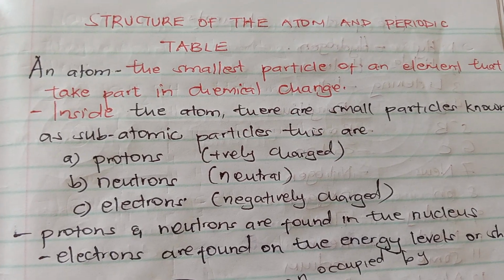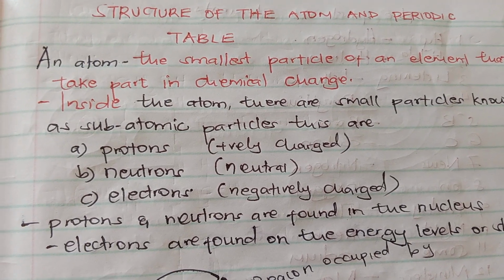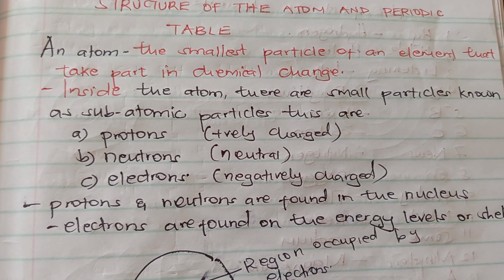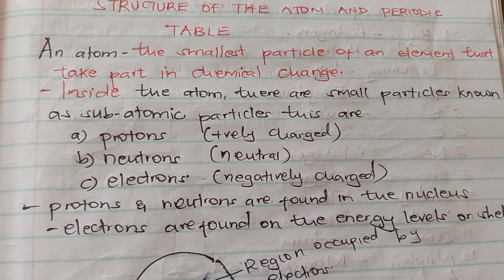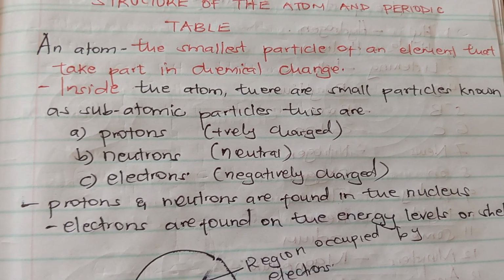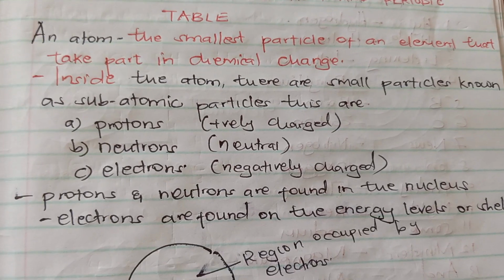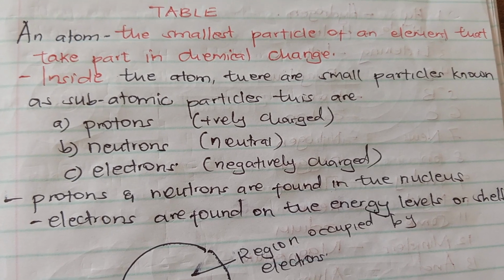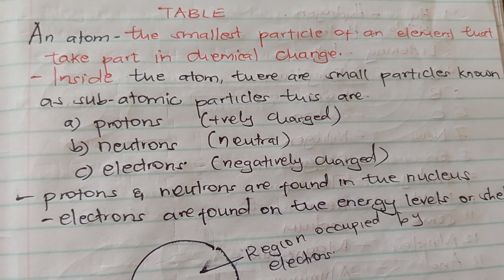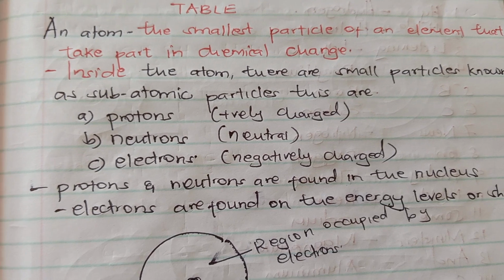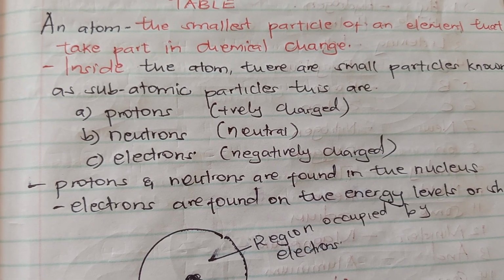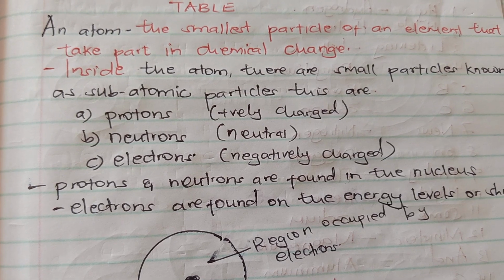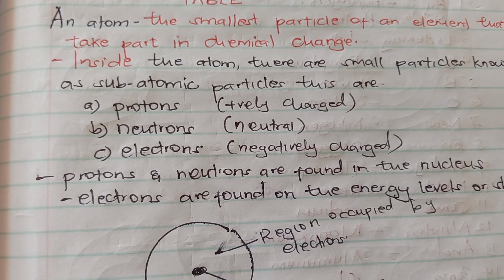Structure of the atom and the periodic table. So this is the first topic of Form 2. So we start with knowing what an atom is. It is the smallest particle of an element that takes part in a chemical change or chemical reaction. Inside the atom, there are subatomic particles, namely protons that are positively charged, neutrons that are neutral or have no charge, and electrons that are negatively charged.